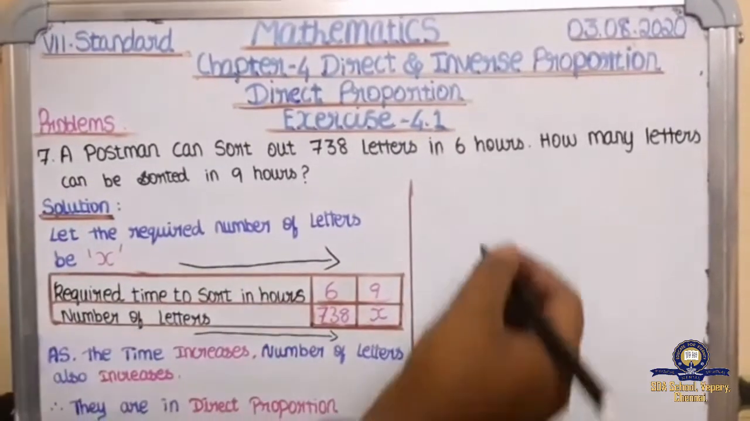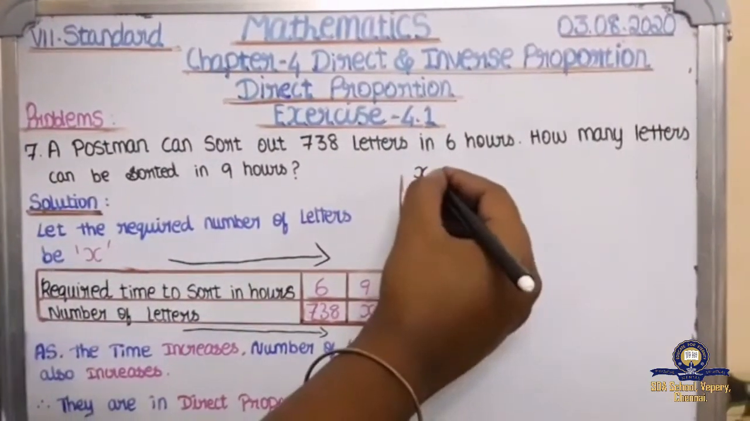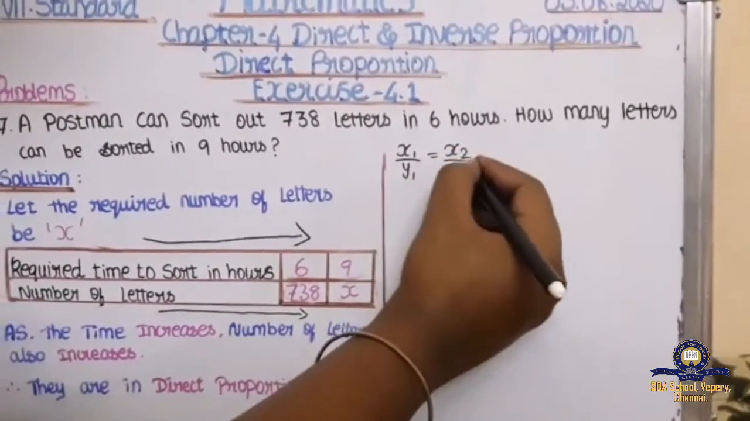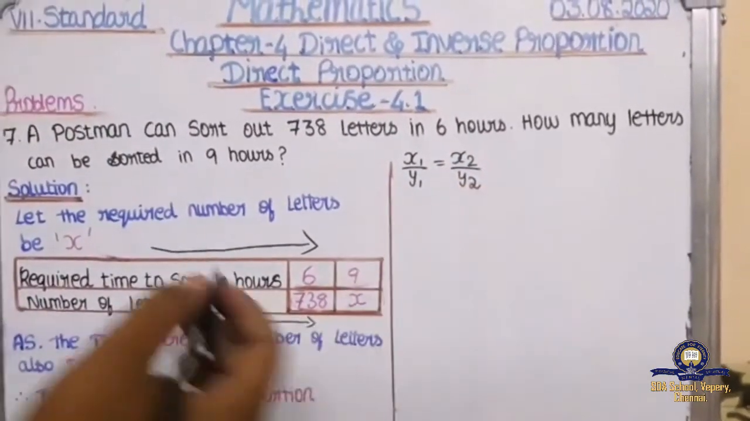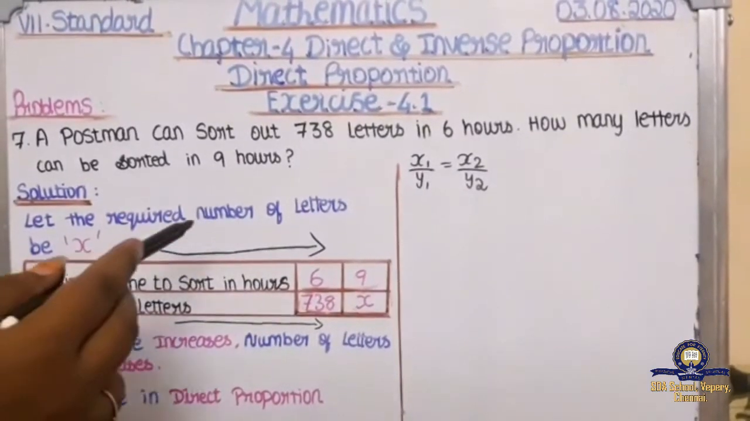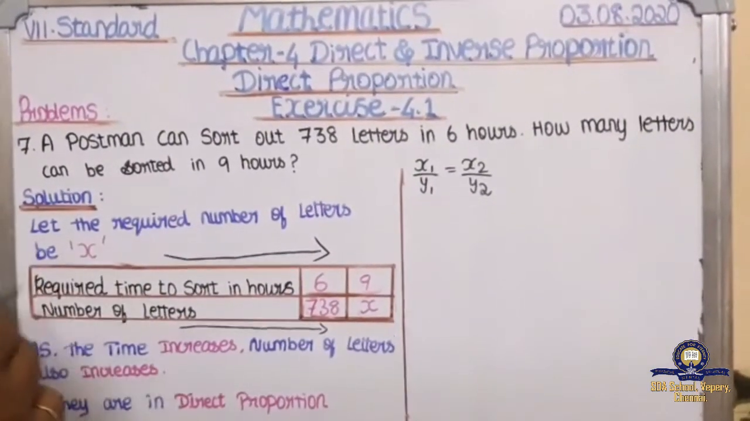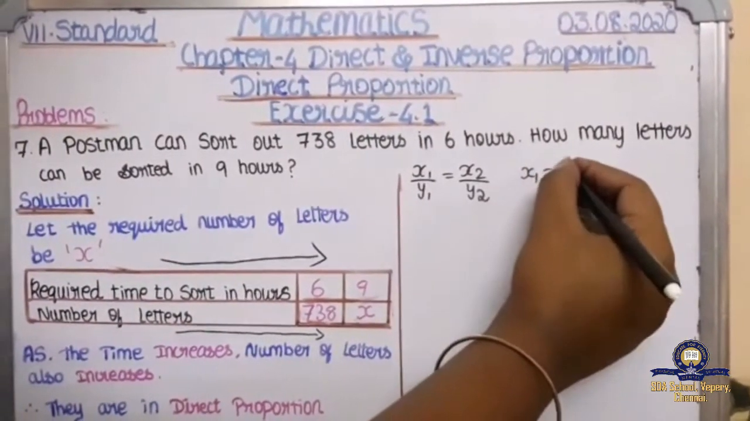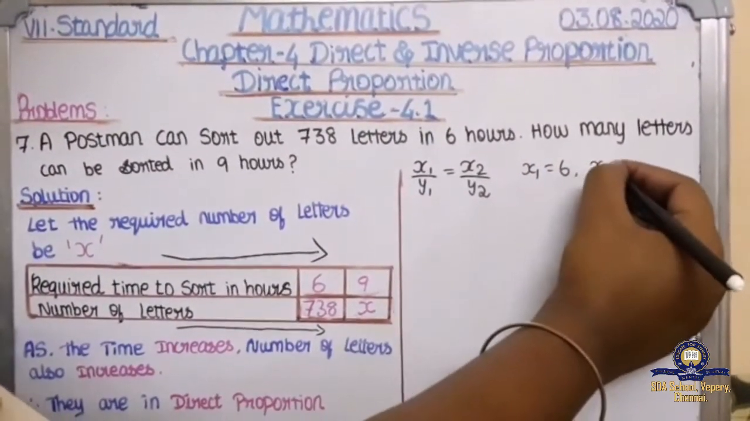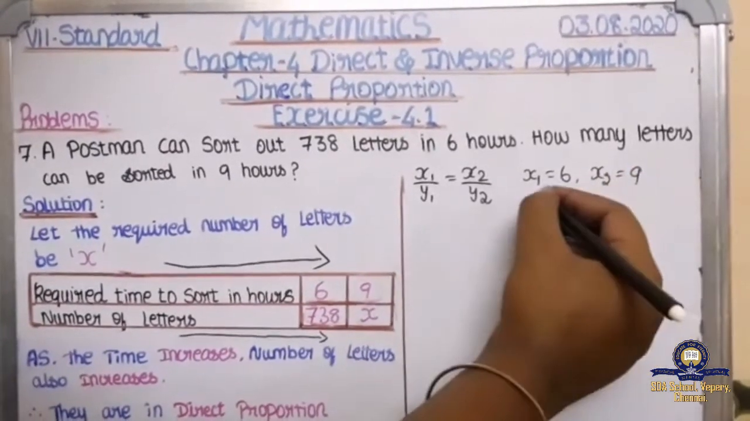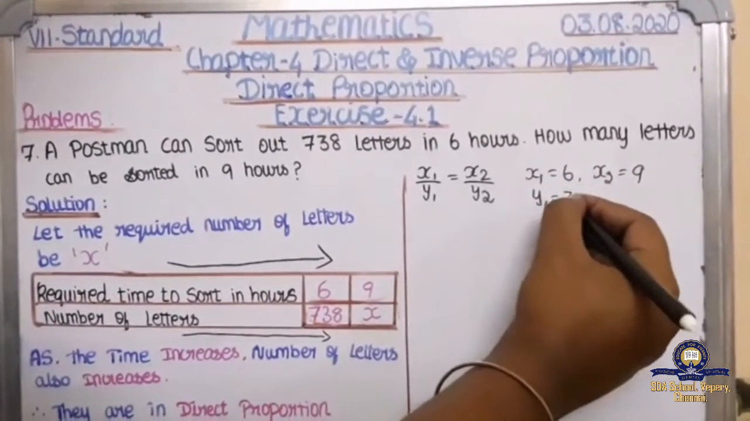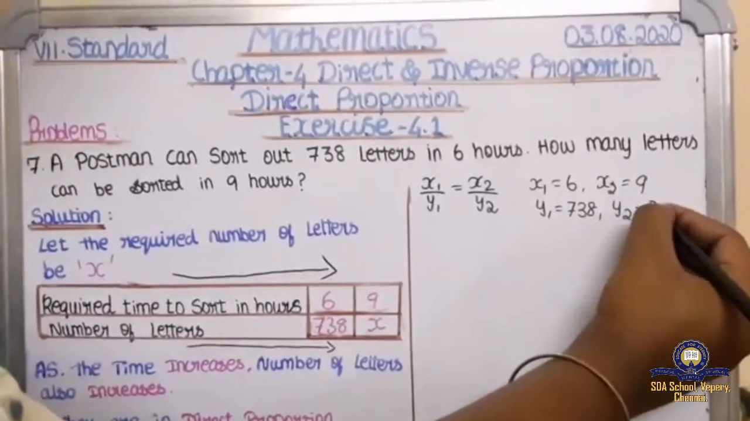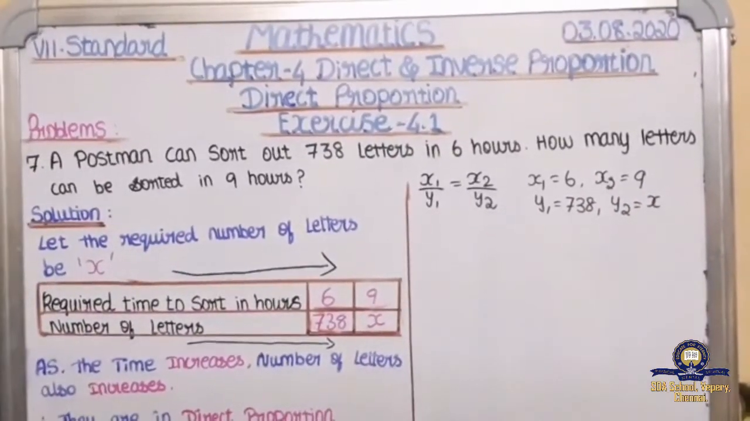As per direct proportion, x1 by y1 is equal to x2 by y2. Here we can take x as the time in hours and y as the number of letters. So x1 is equal to 6 and x2 is equal to 9, where y1 is equal to 738, y2 we didn't know. We need to find the y2 value x.